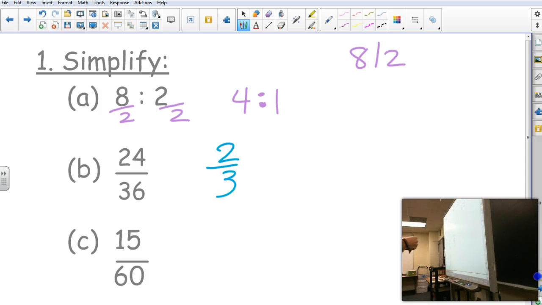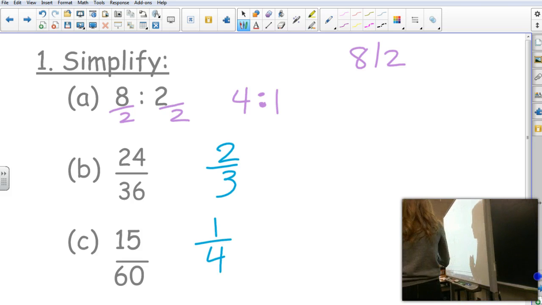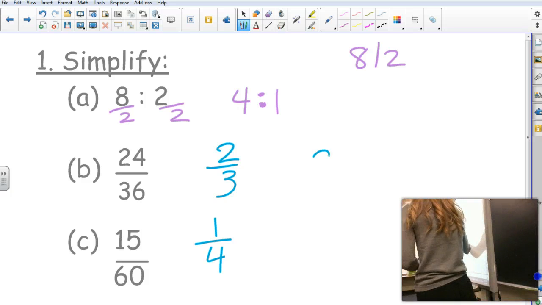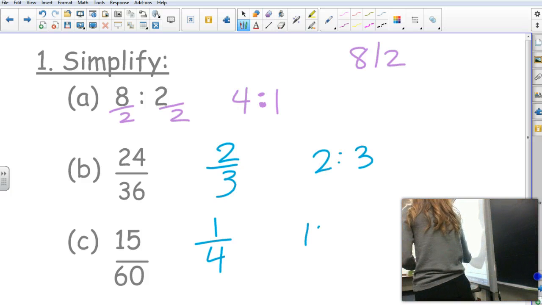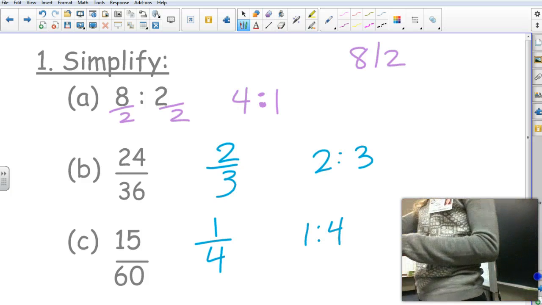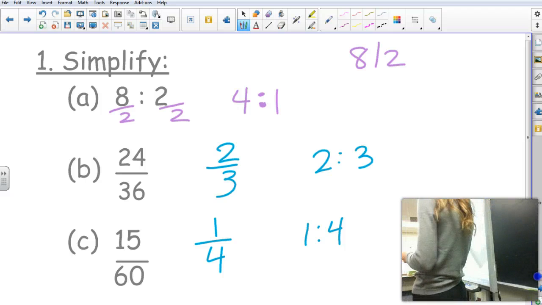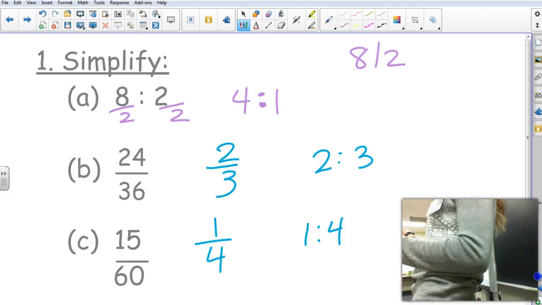All right, next one. 15 divided by 60, math, enter, enter. Claire. 1/4. And remember, it is perfectly correct to write it with a colon or to write it with the word 2 in between. Doesn't matter, as long as you don't flip the order. That would be wrong. Okay?